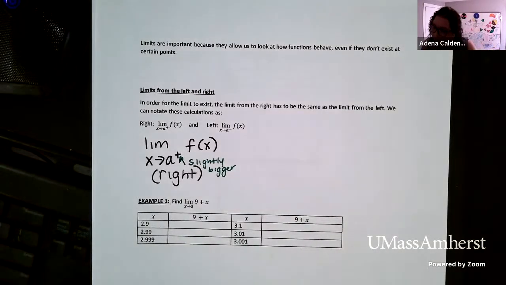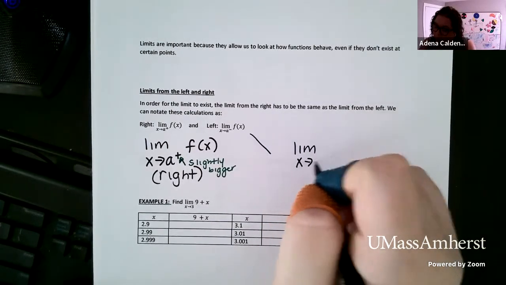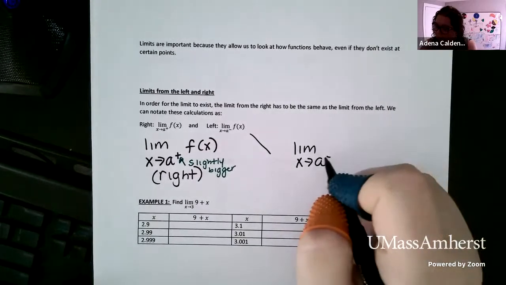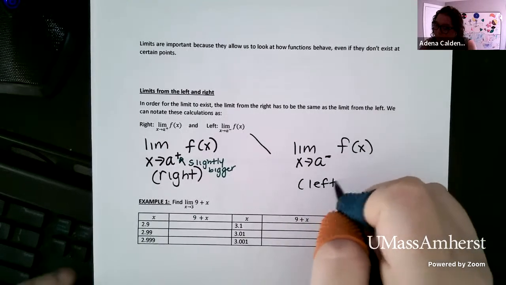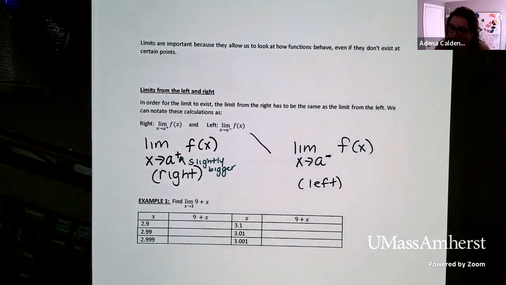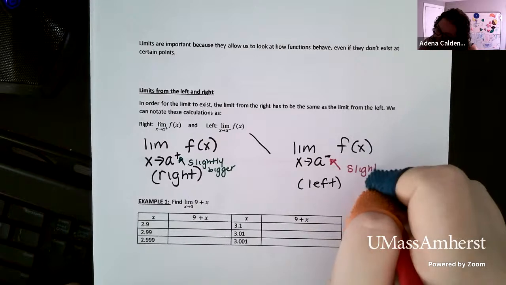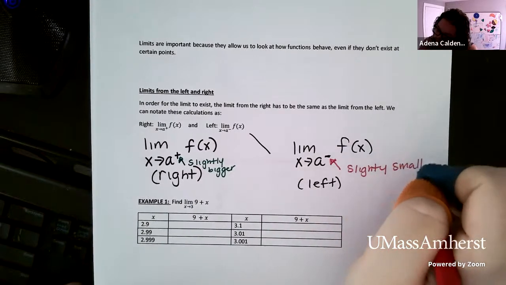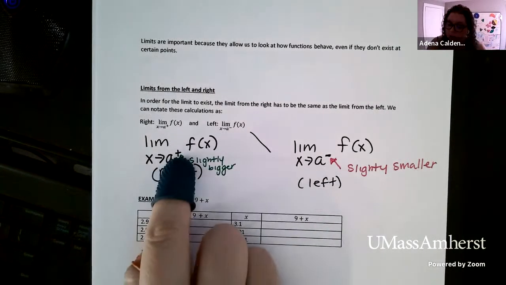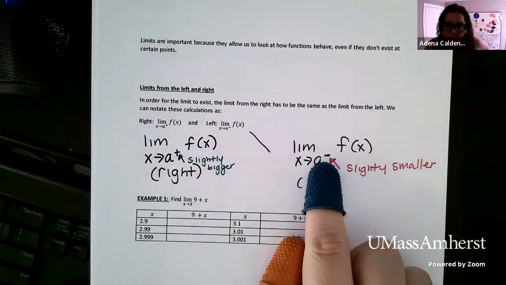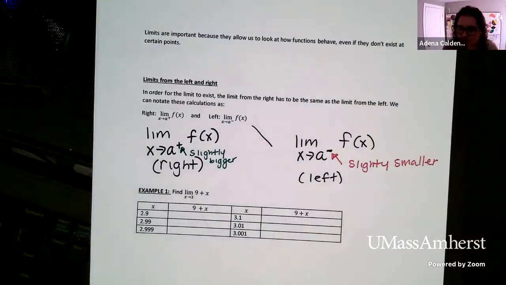If we're approaching it from the left, we use a minus sign up in the exponent here to indicate that we have something slightly smaller than the number we're looking at. Okay, so when we find the value from the right, we use this notation with the plus. When we look for it from the left, we use notation with this little minus. Okay, and hopefully this will make sense once we do an example here.